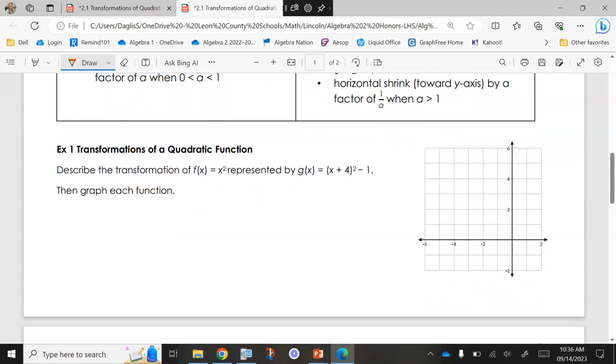Let's start simple. Describe the transformation of x squared represented by g of x equals (x plus 4) squared minus 1. Then we're going to graph. So seeing (x plus 4) squared minus 1 told me what happened. It went left 4. Good. So the (x plus 4) squared shows me left 4, and the minus 1 shows me down 1.